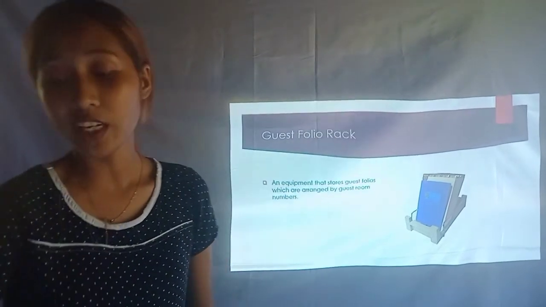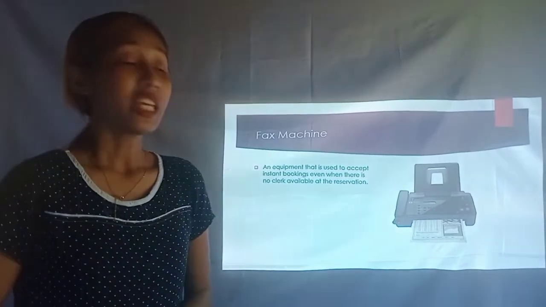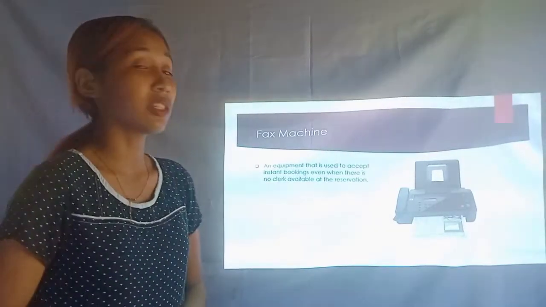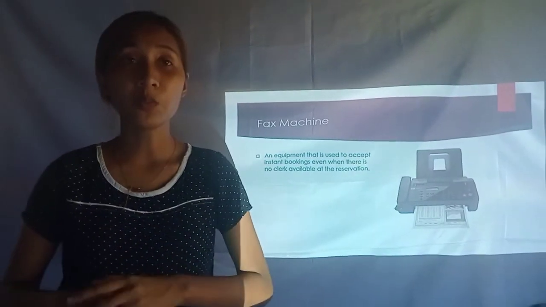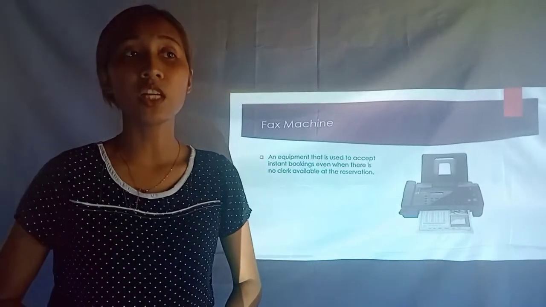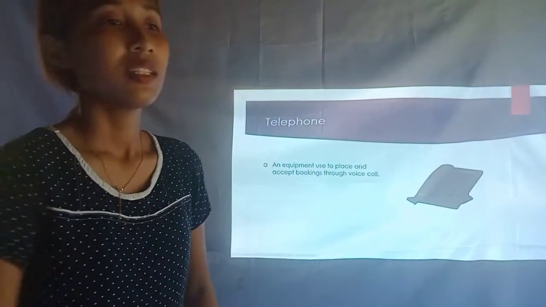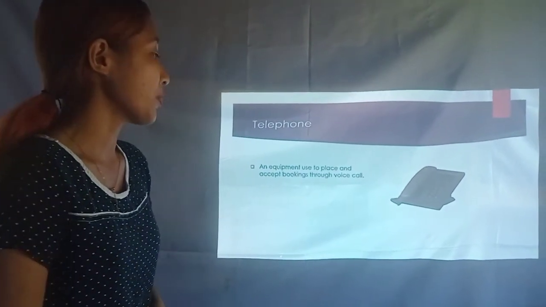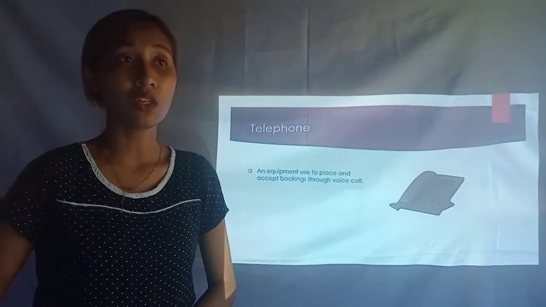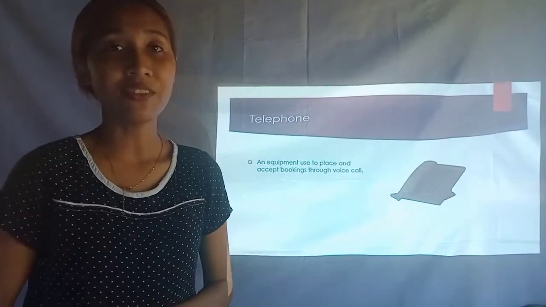Next, we have here the fax machine. It is an equipment that is used to accept instant bookings even when there is no clerk available at the reservation. The fax machine is important electronic equipment in the front desk, used for purposes of communication and to receive or send official documents. The next, we have here the telephone. It is an equipment used to place and accept bookings through voice call. It takes and distributes messages, provides guests with information or guest service, and answers inquiries about public hotel events.